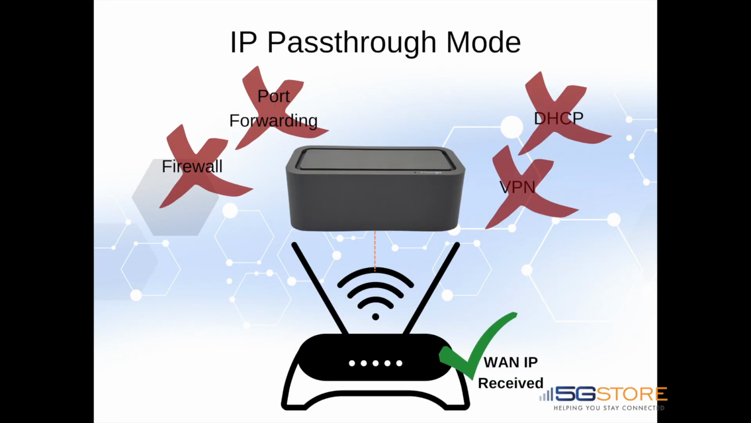IP pass-through mode allows your Inseego cellular router to pass through its WAN IP address to the first device it connects to. This can be helpful if you're wanting to incorporate the cellular modem into an existing network. In this case, the Inseego disables its routing features and acts like a simple cellular modem.